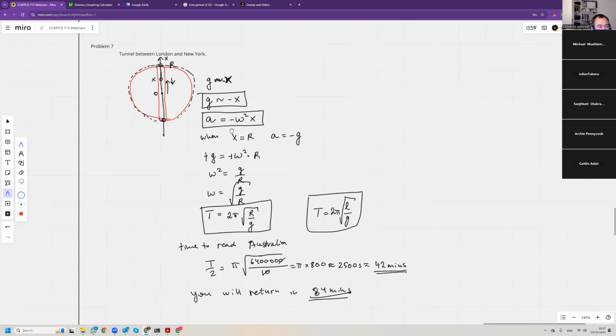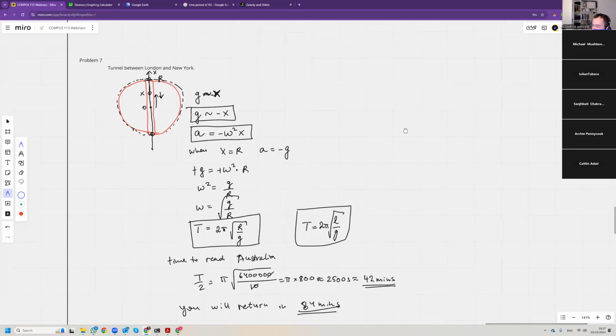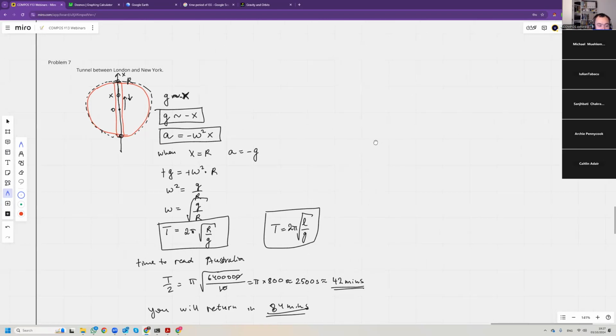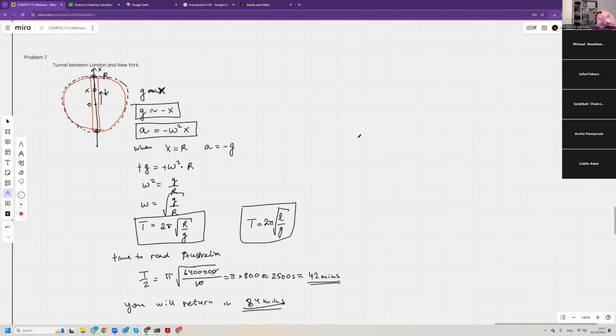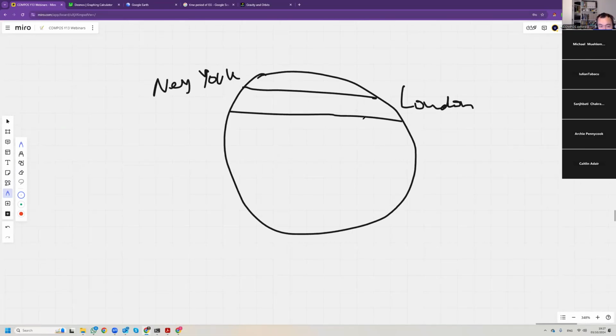So yeah, but what about New York? Well, it's in free fall, but acceleration is changing because your gravitational field is changing as you go through the middle. If you go from London to New York, of course, you need a tunnel, but it's like this. So this is London. It's not from the center of the planet, New York.